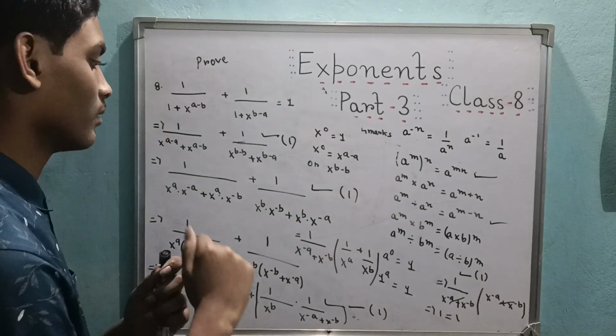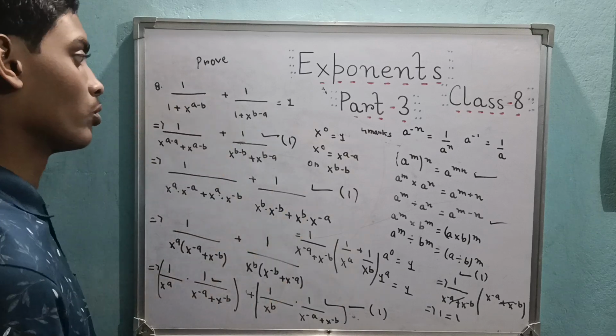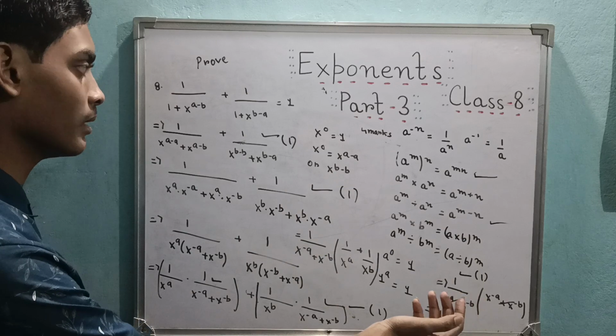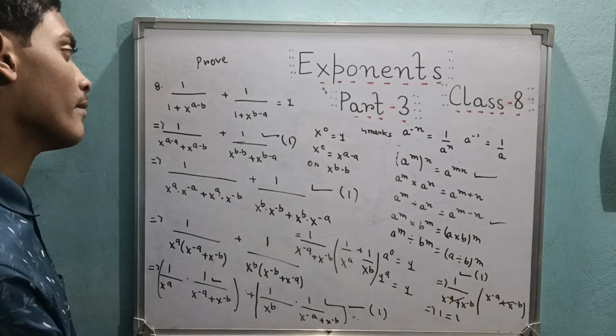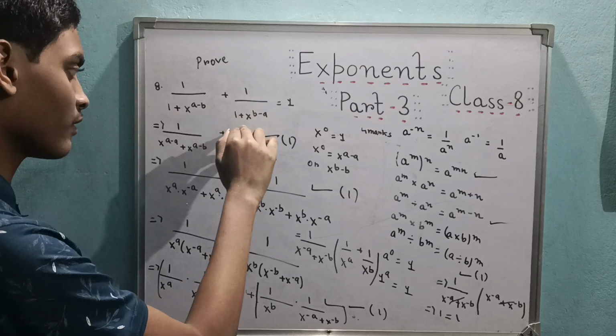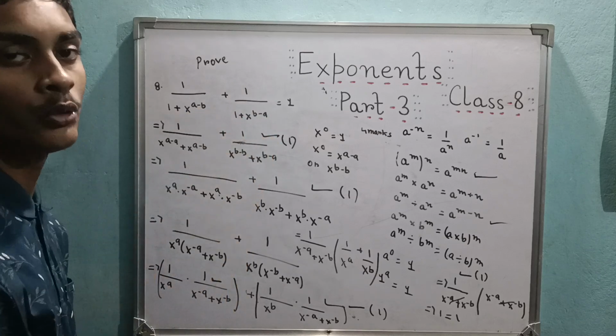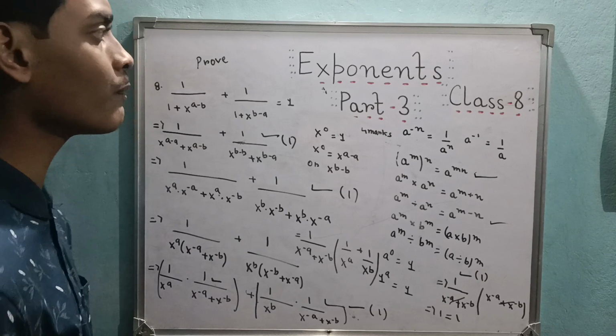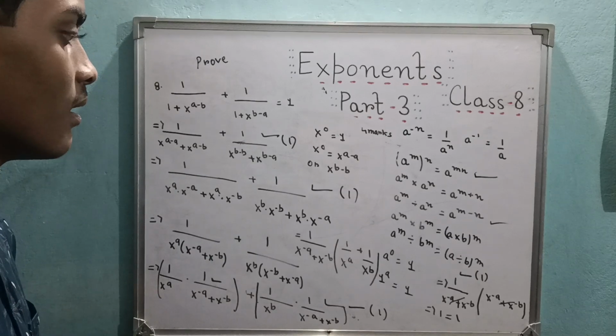Just remember, 1 is a to the power 0. 0 is a minus a, b minus b. Then you have it. You have the logic. Put it in these two places. Then you can do it. That we did it. So that's the end of exponents for class 8.